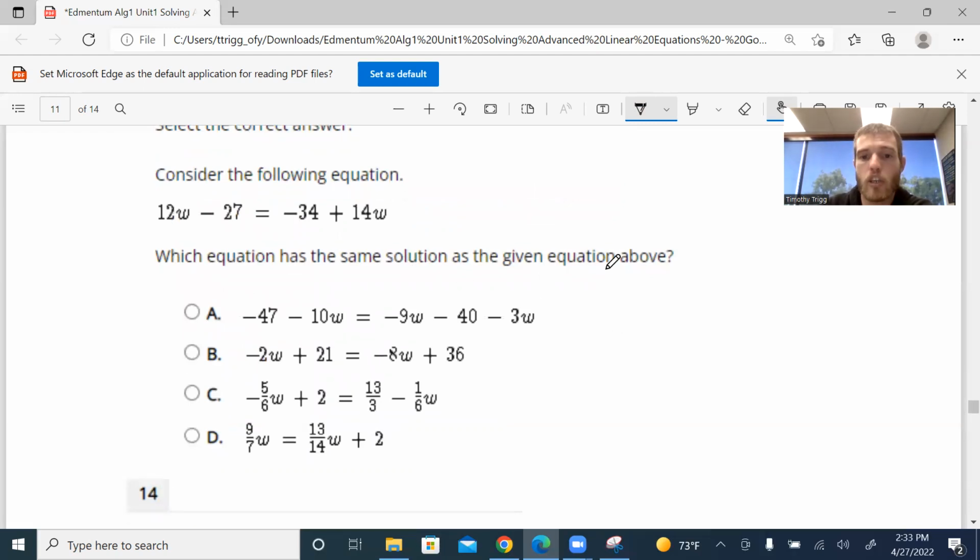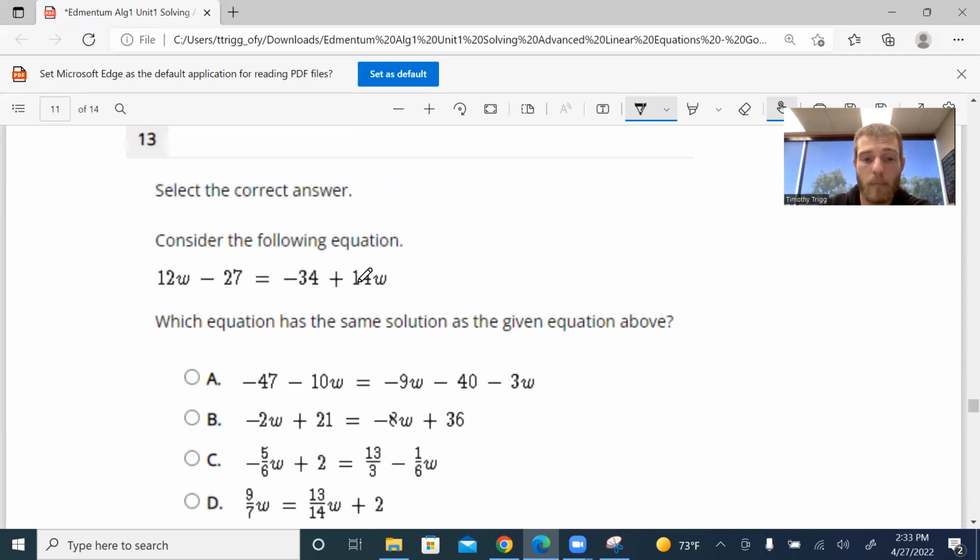Which equation has the same solution as the equation above? So you're going to have to solve these, unfortunately, and figure out which one has the same solution as this one. I'm going to go ahead and work this one out with you so we can figure out the solution we're looking for. So I'm noticing that W's are on both sides of this equation. I don't like that. So I'm going to go and subtract 14W on both sides of the equation. That way we don't have W's here on the right. 12W minus 14W is negative 2W. We also have this minus 27 here. On the right side, we have negative 34.